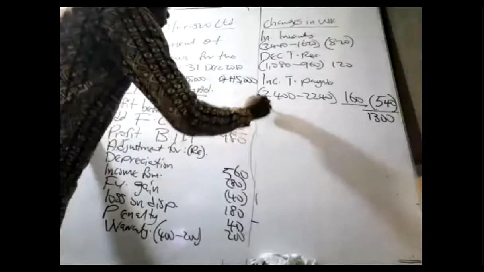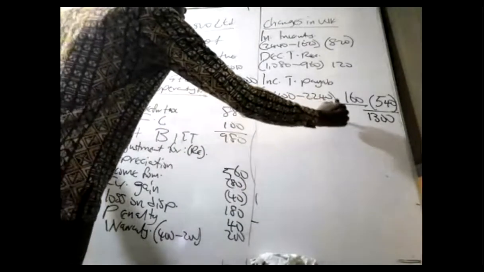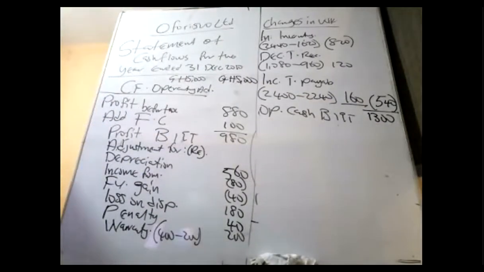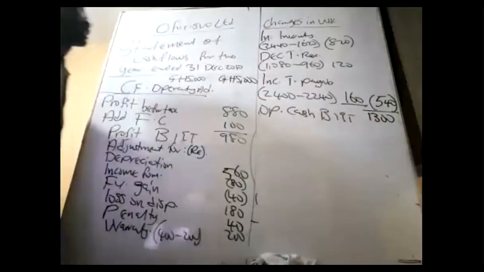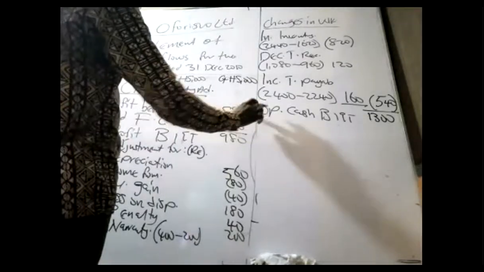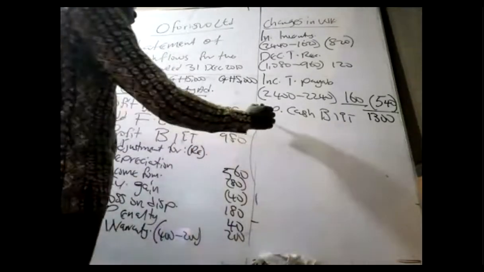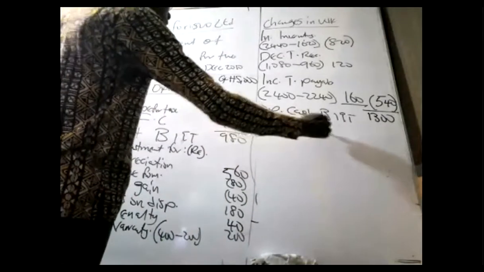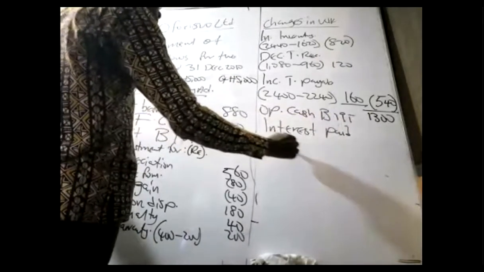Operating cash flow before interest and tax. Now the question is this. If this cash flow is before interest and tax, what's the next item? Interest. This one, there's finance cost here. You write interest paid. The last items are interest paid and tax paid.